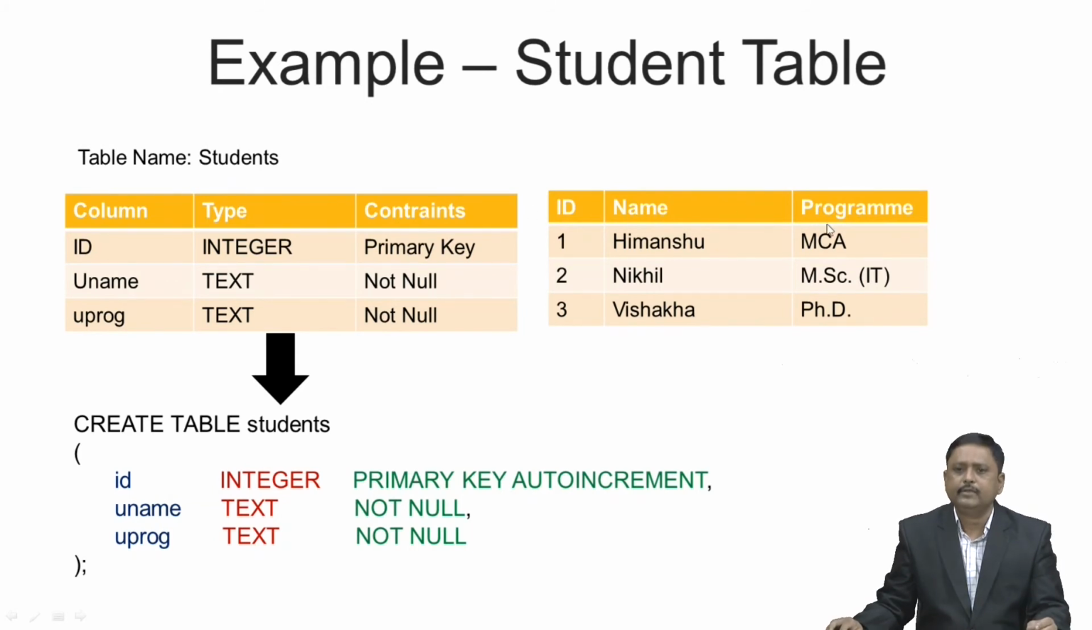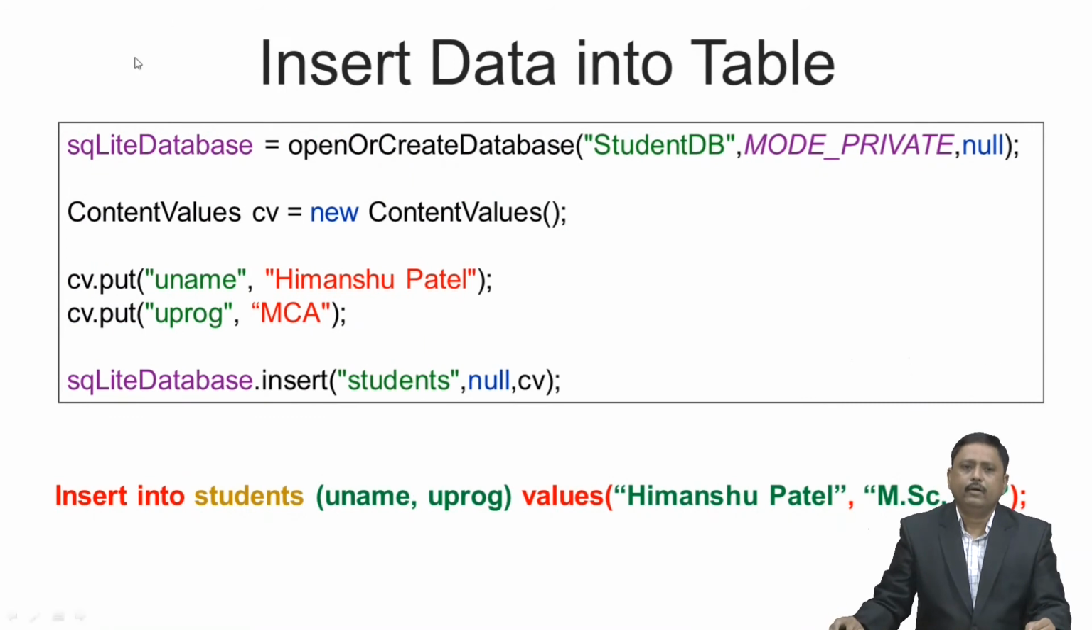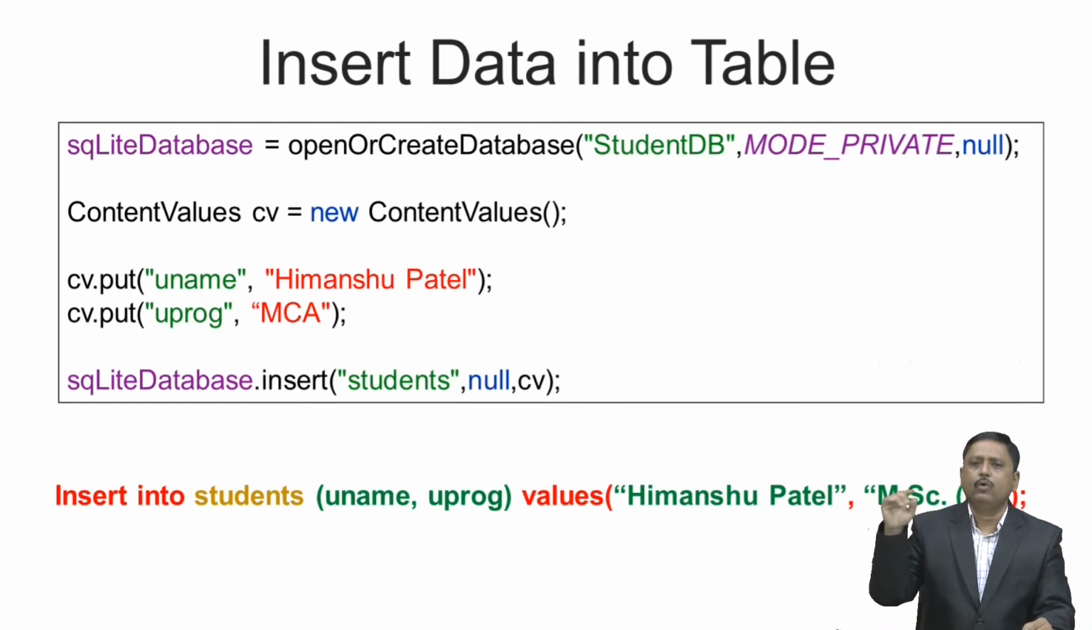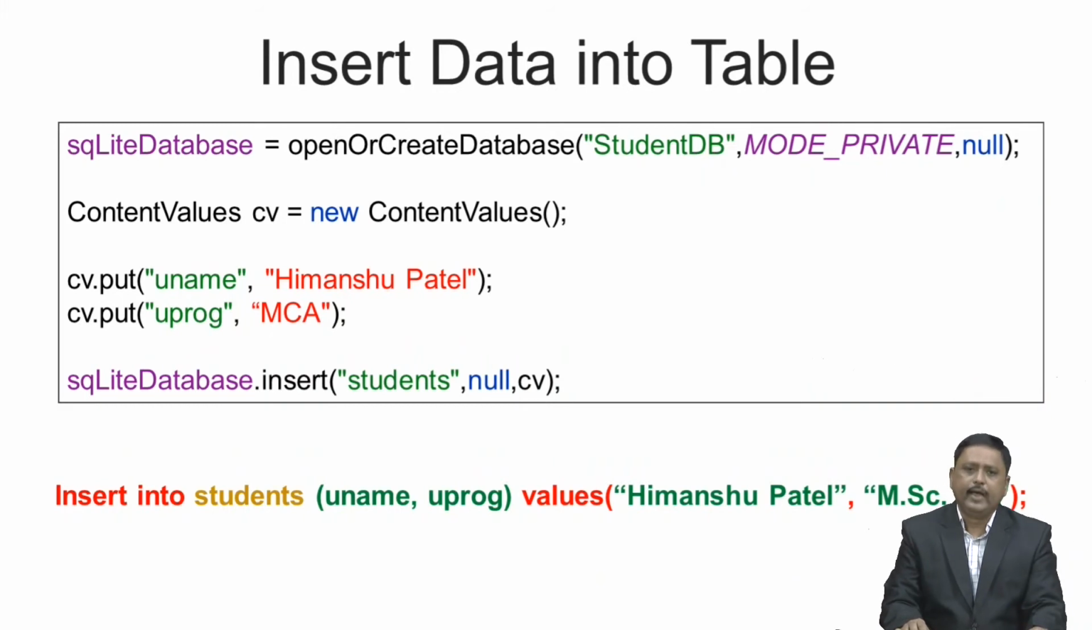Remember the name of this table is students, the name of the database is student DB, and I want to insert these values: 1, Himanshu and MCA inside my table. So, as usual, you have to open or create the database. Remember, these names should be the same every time you open or create the database; otherwise, if the name differs, it either creates a new database or it may throw an error.